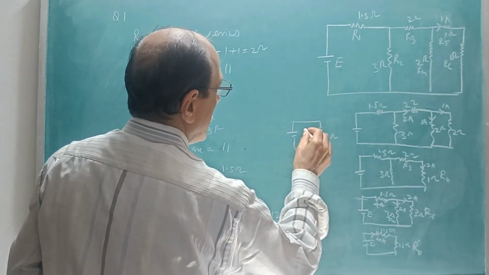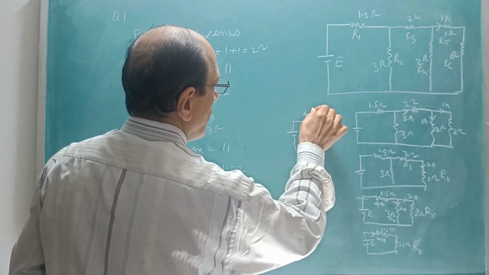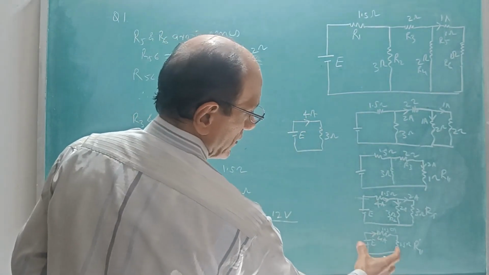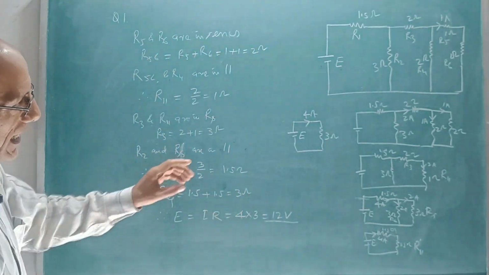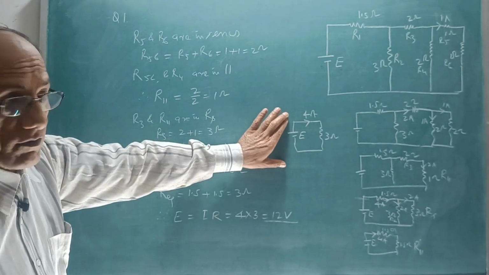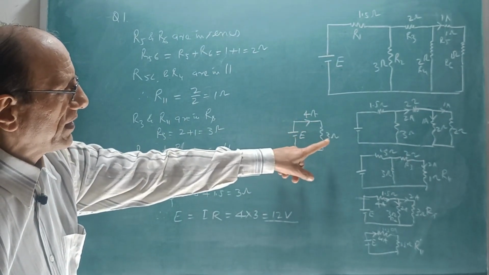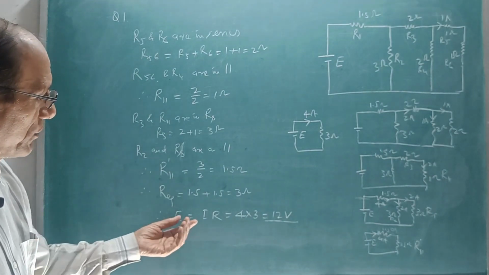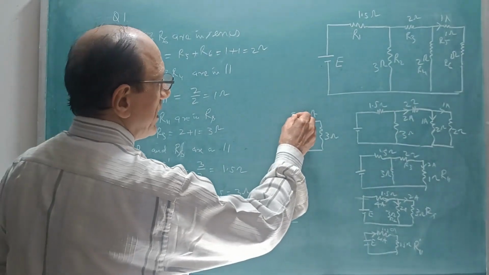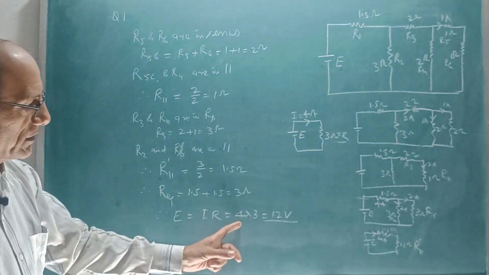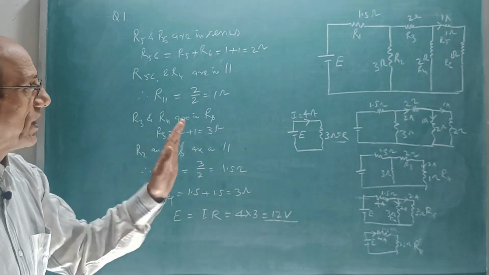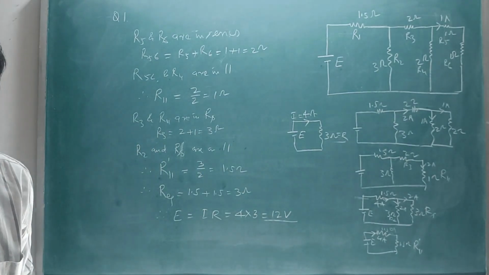3 ohm, and here the current will be 4 ampere, and here will be the E. So these two will add up because they are in series, 3 ohm, and the final circuit will become this 4 ampere and 3 ohm. So net E will be equal to I into R. If this is the I and this is the R, so I into R, that is 4 into 3, that is 12 volt. So the answer is 12 volt.